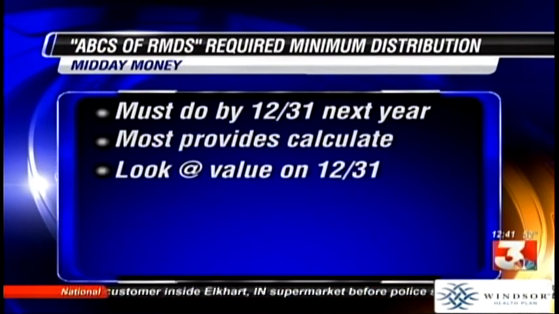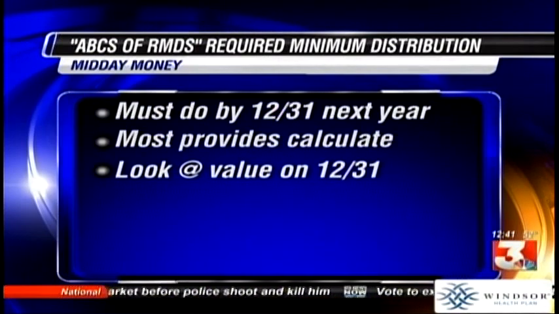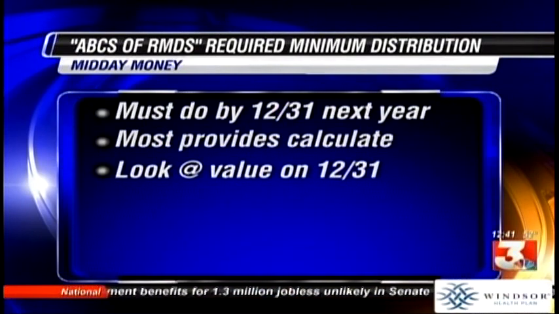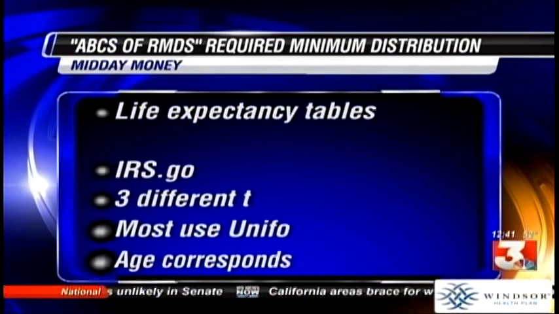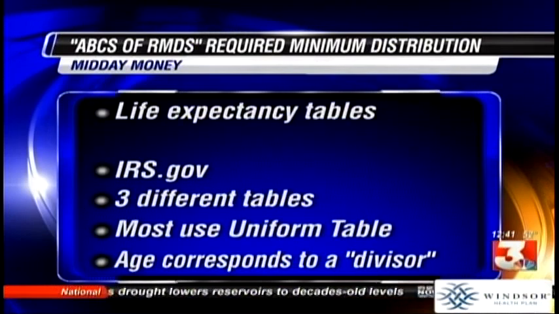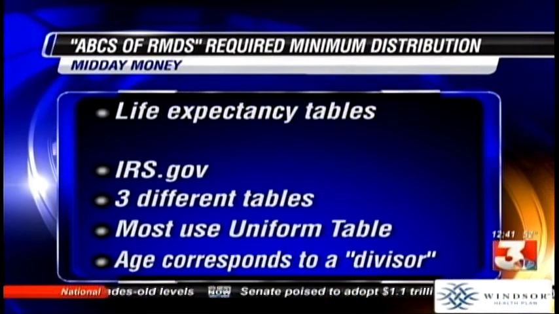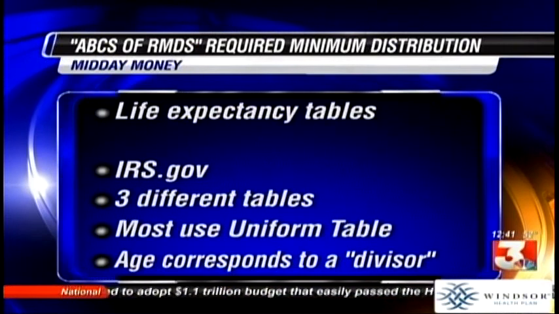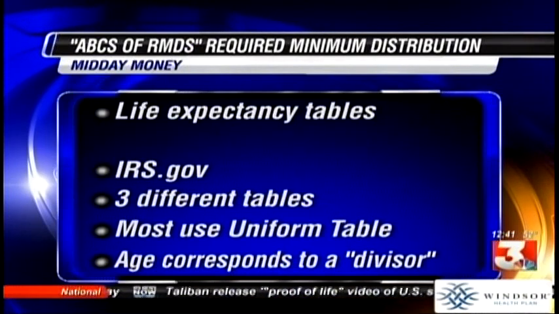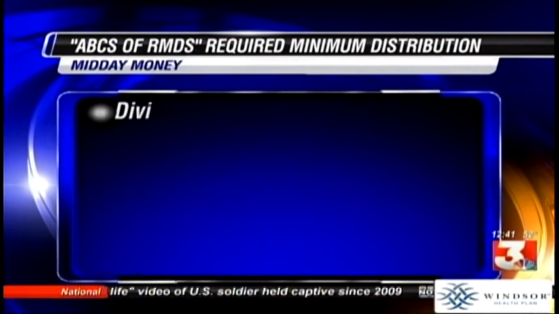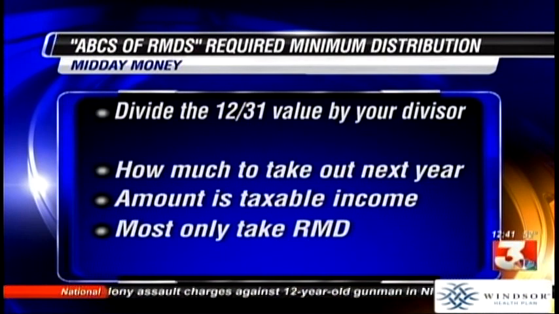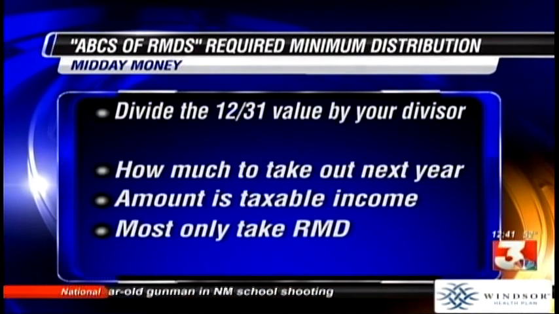Now, most providers, banks, brokerage houses, mutual funds will do the calculation for you, but this is how it works. You look at the value of your retirement account at the end of the previous year, 12/31, and then you look up your age in the life expectancy tables. IRS.gov has those tables. There are 3 different tables. Most will use the uniform table, and the age that you are corresponds to a divisor. So you divide the previous year's value by the divisor, and that tells you how much you have to take out for the next year. That is your RMD, your required minimum distribution.